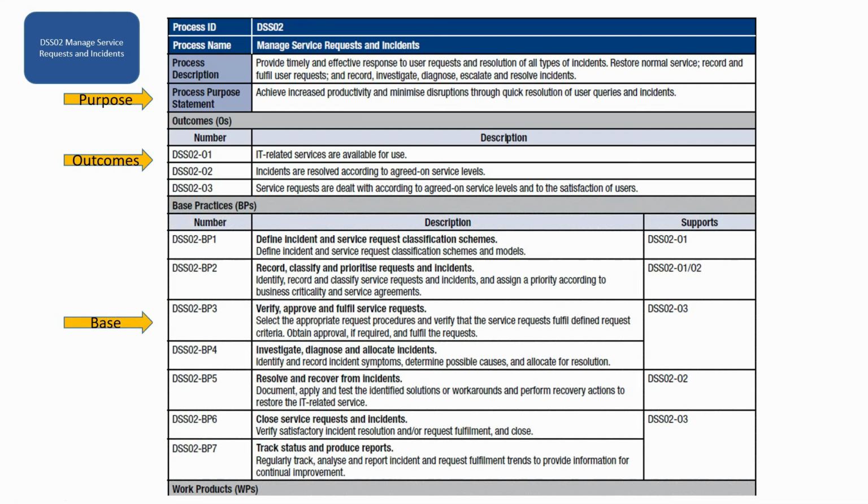The next section is what's called base practices. And these are the fundamental base components to put in place. Let me give you just some simple examples here. You can look at base practice number 2, which talks about record, classify, and prioritize your requests and incidents. Down here, look at base practice 5, which talks about resolve and recover from incidents. Well, what are our processes related to that? How do we resolve and how do we recover?